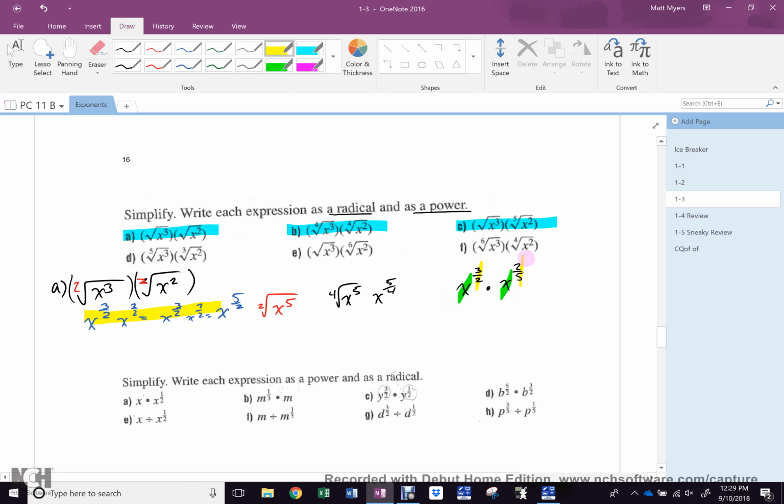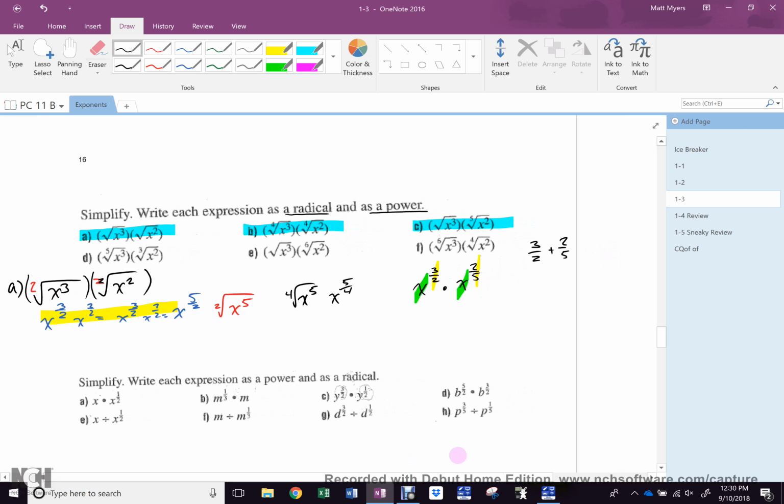Add them, which means we got to go back to grade 3 to remember how to add 3/2 plus 2/5. How do I do that? It's over 10 because I need a common denominator. And what is it? 15 plus 4 to get 19 over 10. So this is x to the 19 over 10, which is the 10th root of x to the 19th.